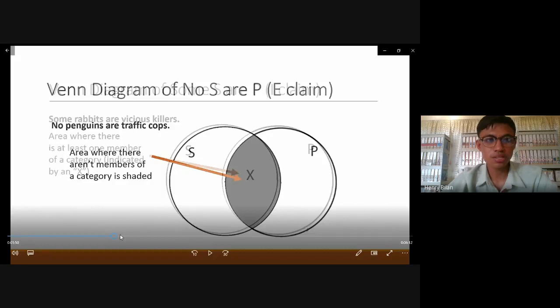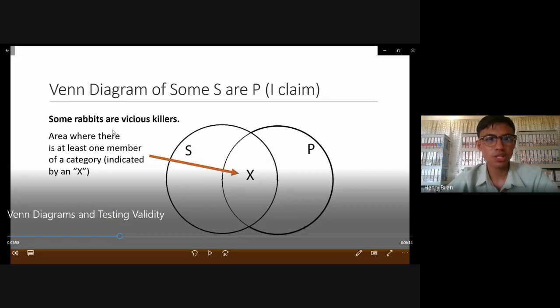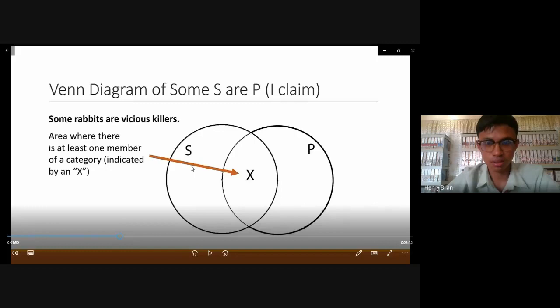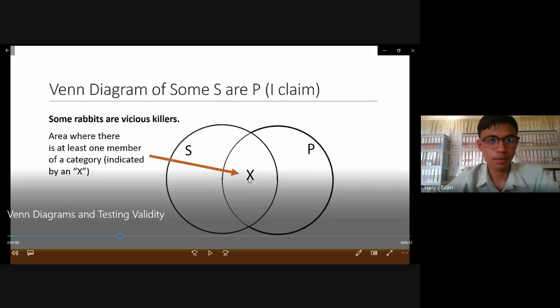That is just the first proposition. Paano pag some naman? Kasi yung kanina, parehong A, parehong universal. Paano pag particular? If it is I or O, ito, may X pala dito. Some rabbits are vicious killers. Yan, it indicates yung X natin. Some S are P. X ang ginamit natin. Kapag ganito ang sinasabi, kapag I proposition, automatically, andun sa gitna yung X natin. Okay?